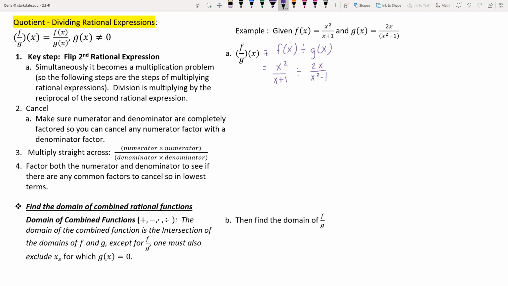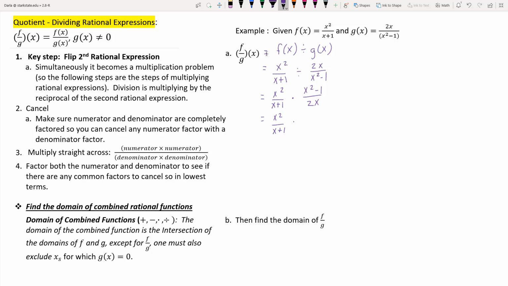But whenever you're dividing two rational expressions or fractions, you multiply by the reciprocal of the second rational expression. So the reciprocal would be x squared minus 1 over 2x. And then from there, because it is a multiplication problem, it's beneficial that we're able to factor, so we need to factor either numerator or denominator.